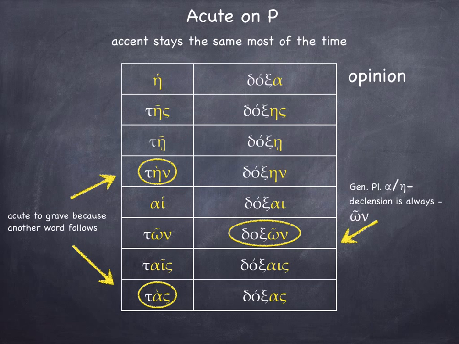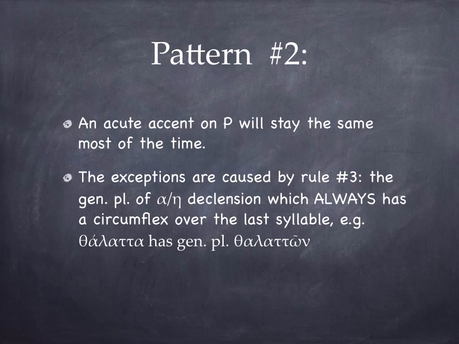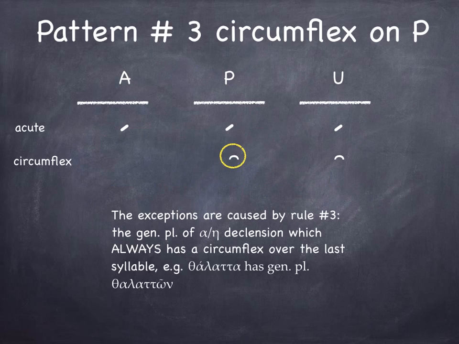So, pattern number 2. An acute accent on the penult will stay the same most of the time, the exception being the genitive plural of eta alpha declension, which always takes a circumflex over the last syllable. Pattern number 3. Circumflex on the penult. And again, the main exception will be caused by rule number 3, the genitive plural of eta alpha declension, always taking a circumflex over that last syllable.